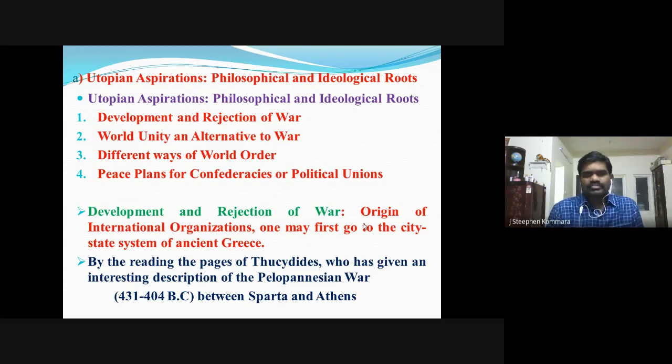Actually, for the origin of international organizations, one may first go to the city-state system of ancient Greece. You know about the administration of ancient Greece, that is the city-state system. They followed the city-state system, on the basis of Thucydides.